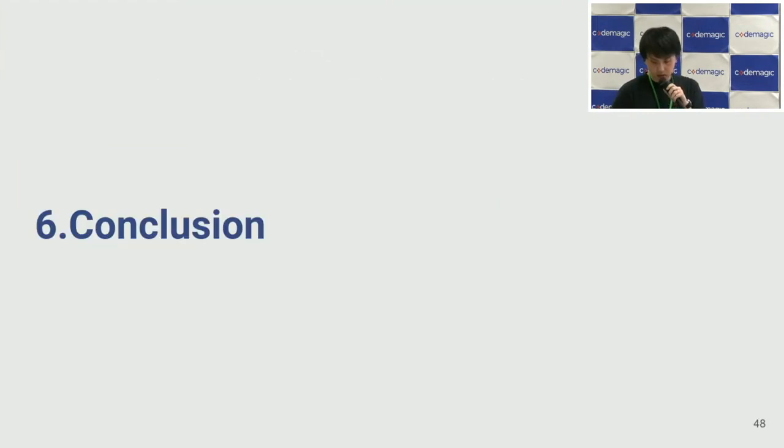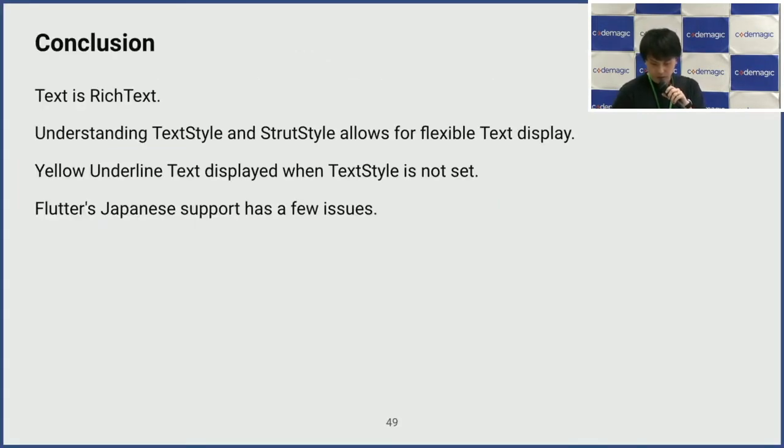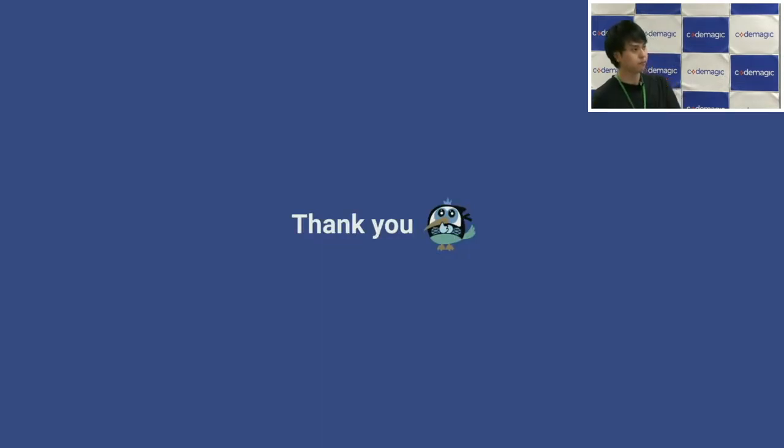I will talk about the conclusion of this session at the end. First of all, I introduced that Text is RichText. Next, we showed that understanding TextStyle and StrutStyle allows for flexibility in displaying text. Yellow underlined text is a display to which no text style is applied. Finally, I introduced the issue of Japanese language support in Flutter. Thank you for your attention.